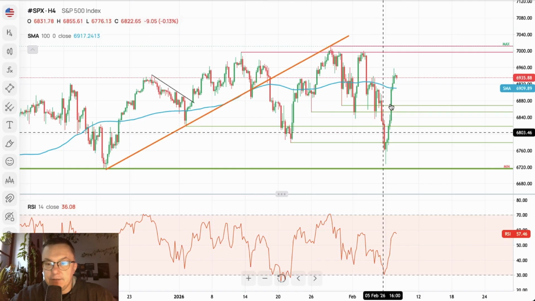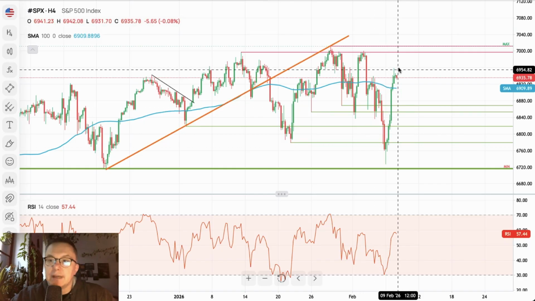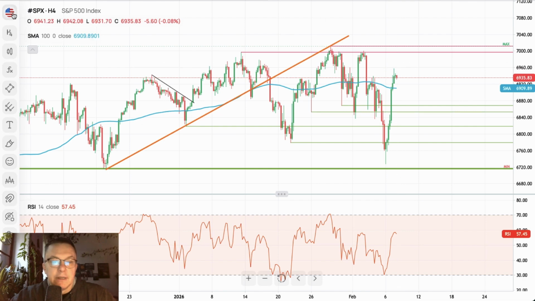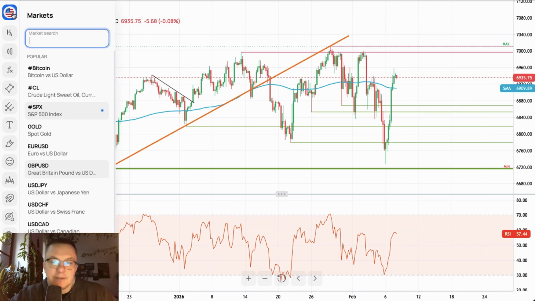And as you can see, V-shaped reversal might be bullish on the S&P 500, so please keep an eye on the S&P 500 here. Nevertheless, we are back above the 100 period moving average. Not much is going on here.